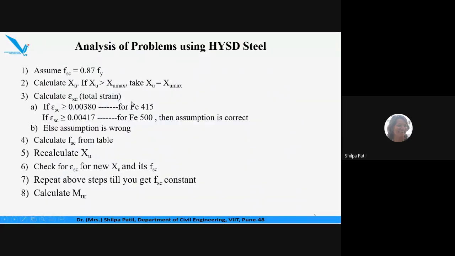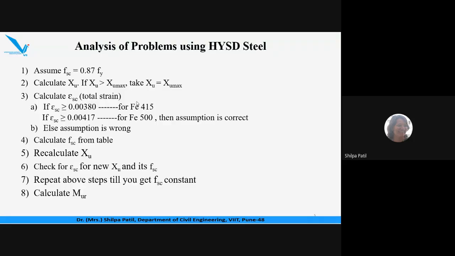Epsilon SC formula is already known to us. What is that formula? You just refer to your notes of earlier lectures and tell me what the epsilon SC formula is. Students, have you understood my question? 0.0035 minus DC upon XU. Correct. 0.0035 into bracket 1 minus DC upon XU. That is the formula of epsilon SC.